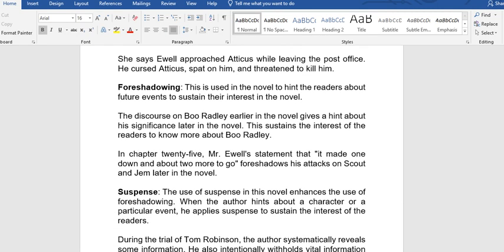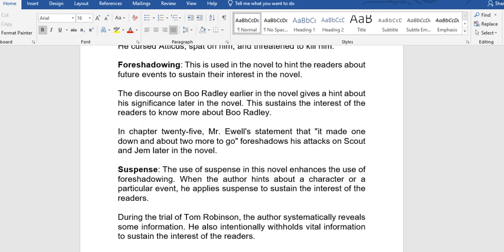We also have the use of foreshadowing. This is used in the novel to hint to the readers about future events to sustain their interest in the novel. That is, they will have interest in reading the novel to the end.